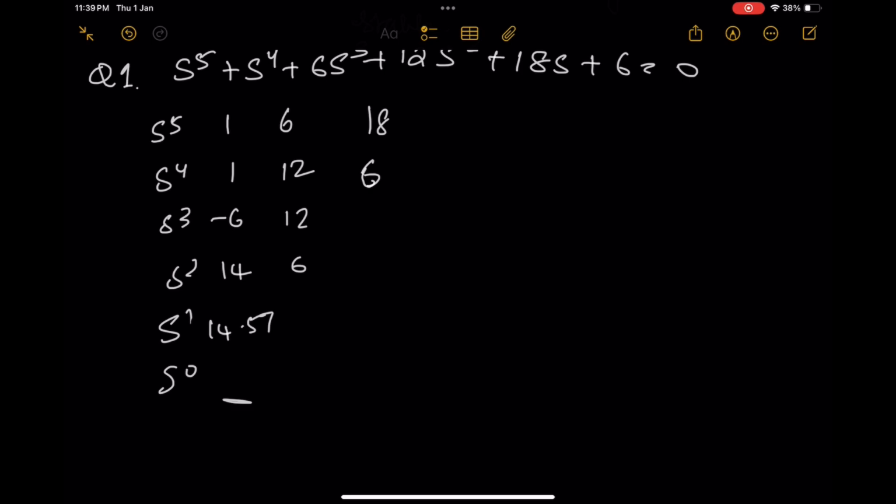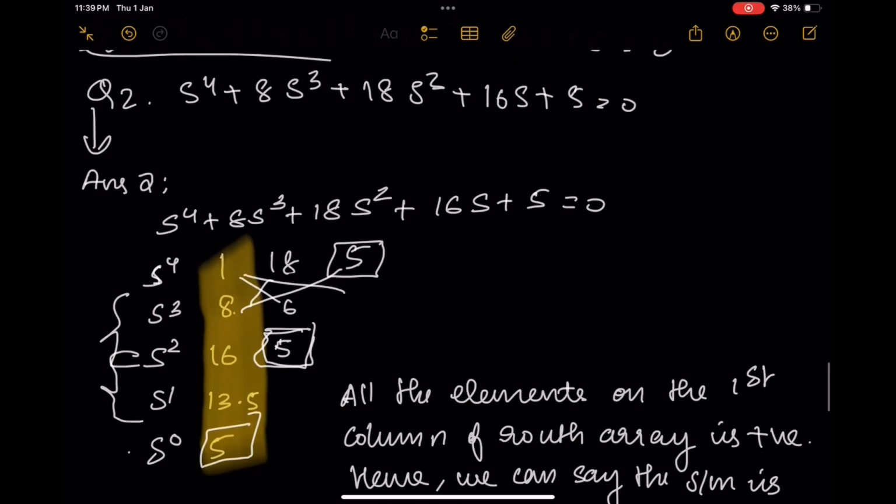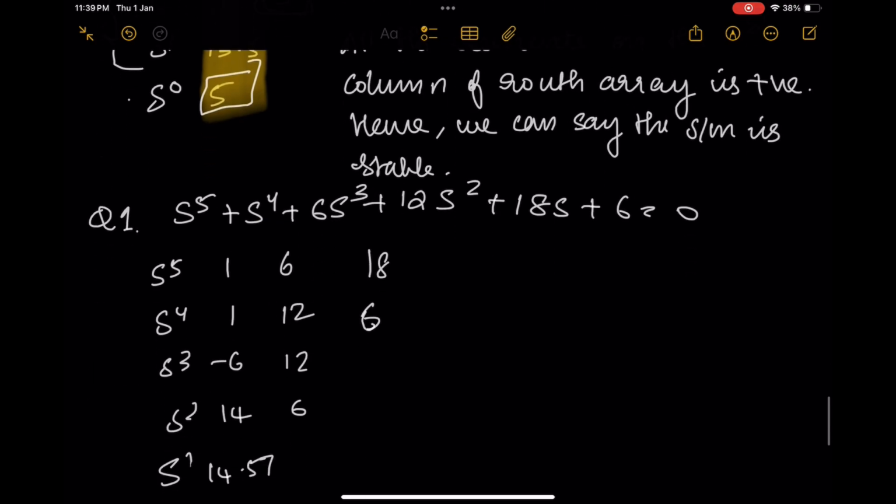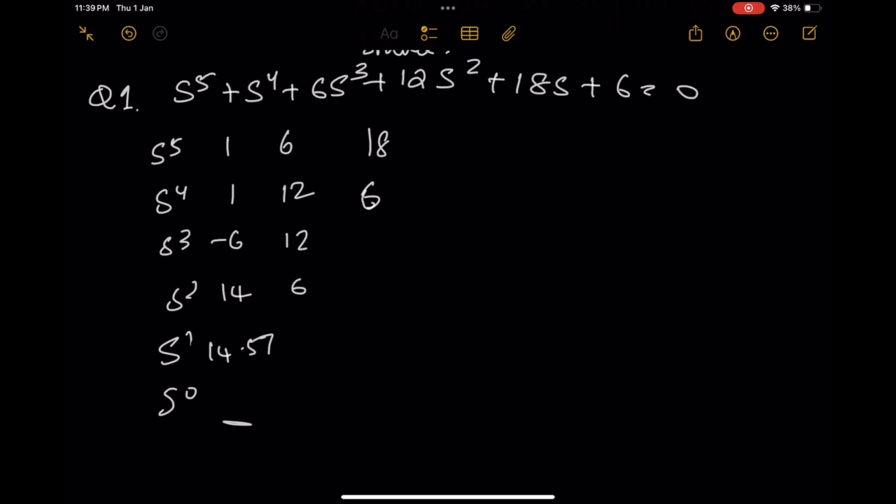I have said earlier the same thing. After each row it is like a pyramid, like the side of a triangle, going diagonally. So what will it be here? It's very simple. It's 6 here, it's 6 here, and it will be 6. You can just do it directly. Okay, now we are done with the Routh array.